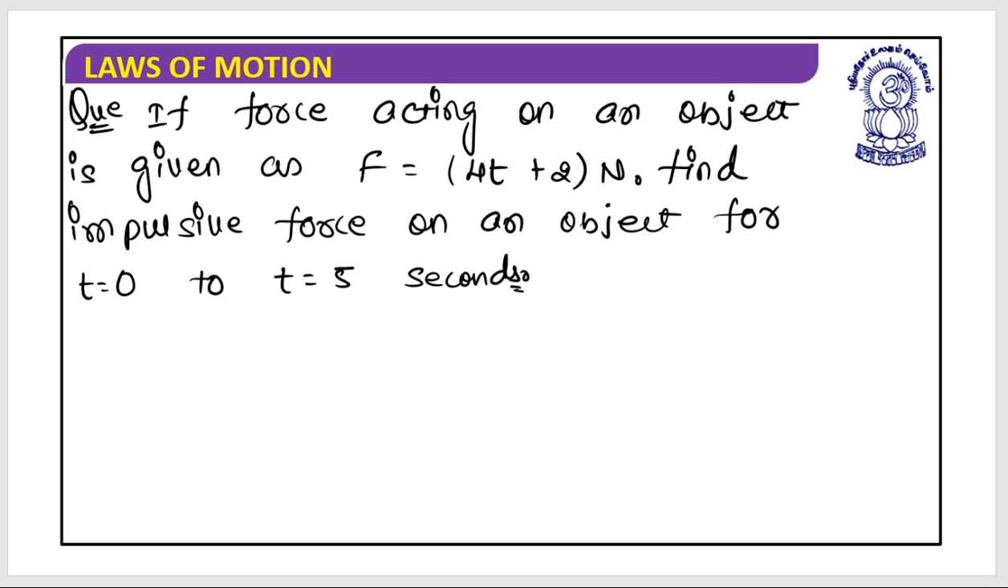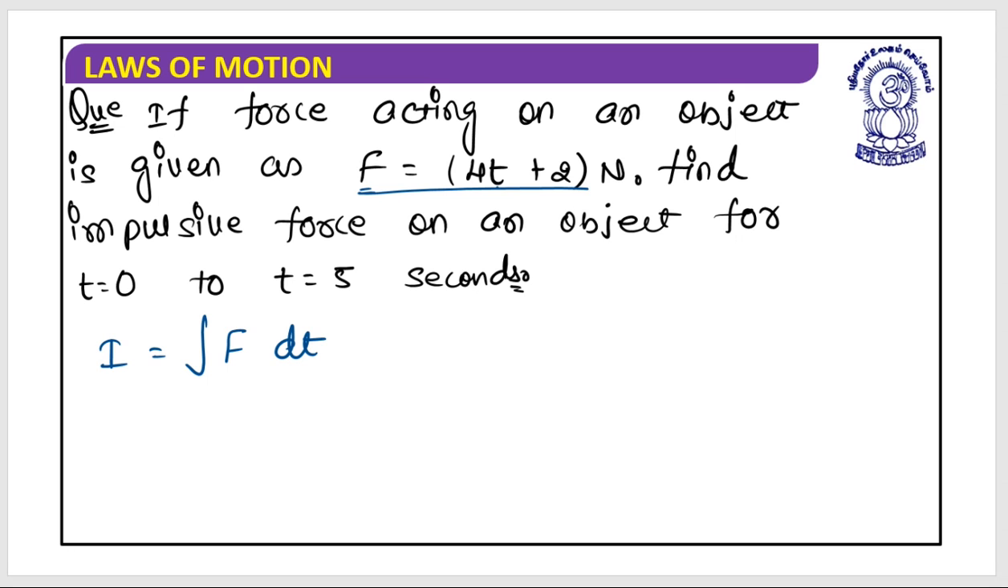This is what you require. So first, is your force constant or variable? Look at this very carefully. It's F equals 4t plus 2 Newton. So if I put a different value of t, I'm sure that I can have a different value of F. That means the given force is the variable one. And when the force given is variable, I need to take the help of integration that we have learned in the previous slides. So what I can write is I equals integration of F dt.